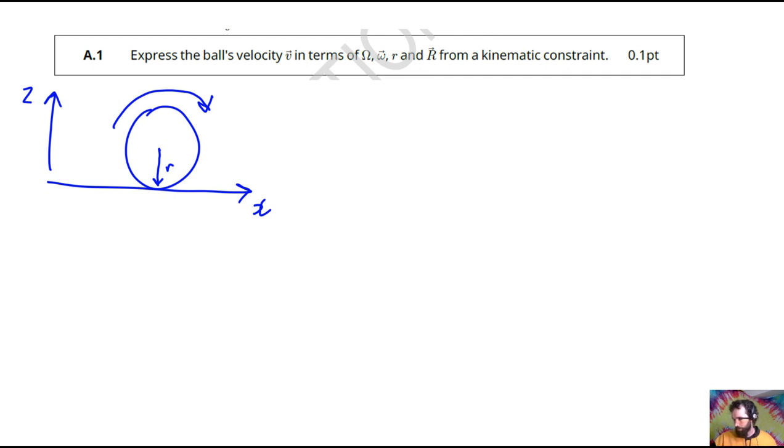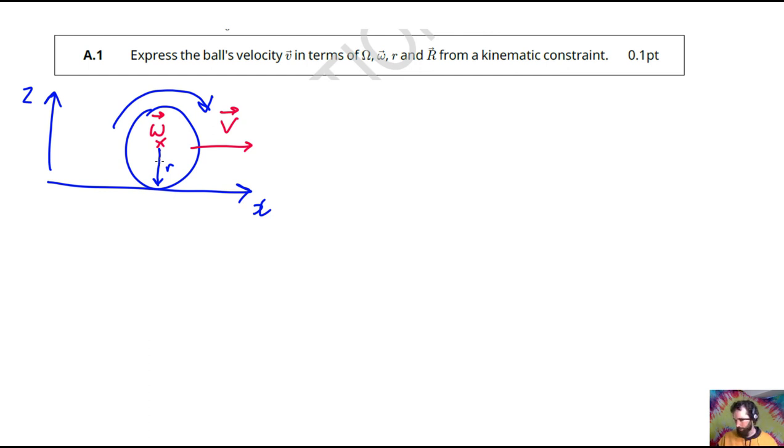For our omega, if the ball is rolling around like this, then our omega is going into the page. So I'm just going to represent that with the cross. That's our omega, and our velocity, in this case, if the ball's rolling this way, would be in this direction here. And so what we want to do is use a kinematic constraint to relate these two parts together. So how does V depend on omega?